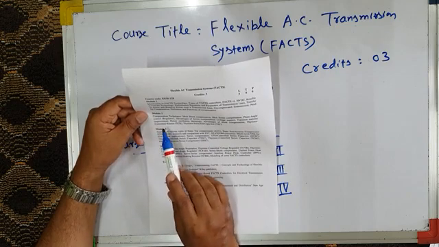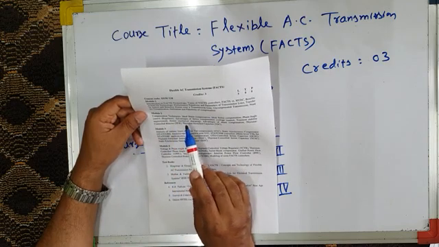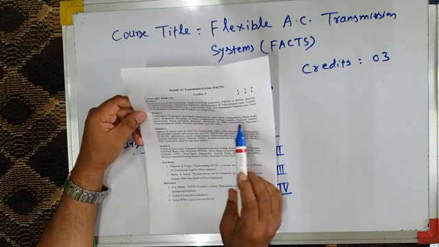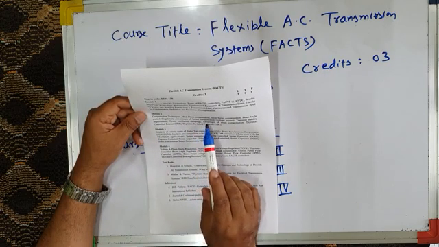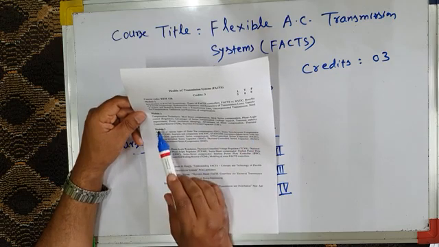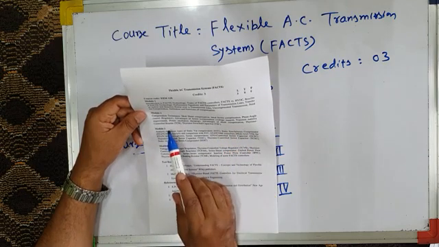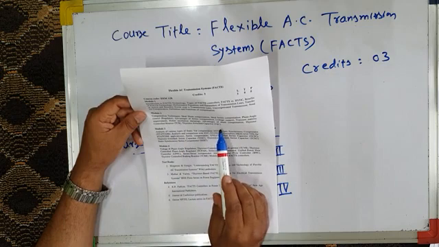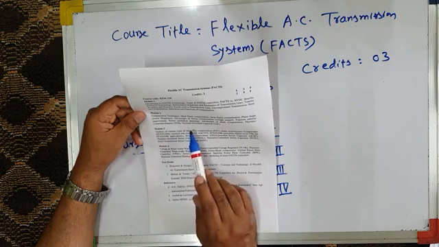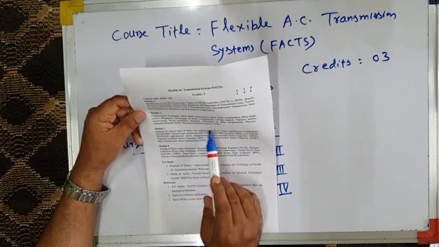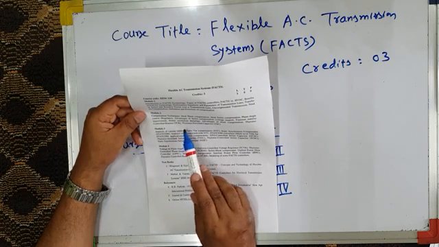Then module 2 will comprise the following topics. We'll discuss various compensation techniques like ideal shunt compensation, ideal series compensation, phase angle control, that's phase angle regulator, advantages of series compensation, voltage support, transient stability improvement, power oscillation damping, advantages of shunt compensation, thyristor controlled reactor TCR, thyristor switched capacitor TSC. As far as TCR and TSC are concerned, they are part of the FACTS controller which is called SVC, static var compensator. They are the components of that.